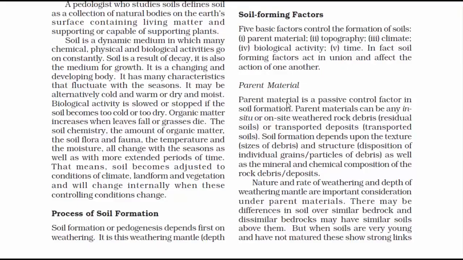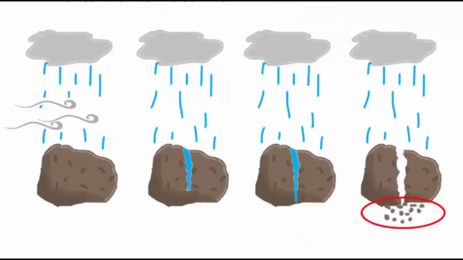Now we will read the last topic of this chapter, soil forming factors. There are 5 basic factors that control the formation of soils, and these individual factors affect the action of one another. So let's read about each one of them. The first one is parent material. When we say parent material, we can also call it parent rock. After all, soils are formed from weathering of rocks.